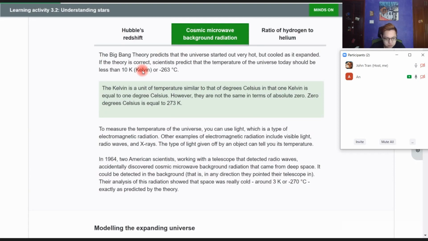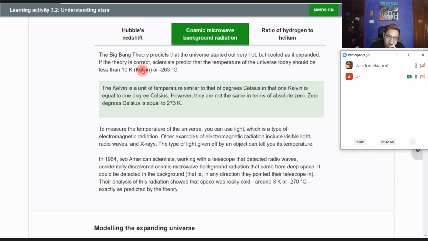In 1964, two American scientists working with a telescope that detected radio waves accidentally discovered cosmic microwave background radiation that came from deep space. It could be detected in the background, that is, in any direction they pointed their telescope.